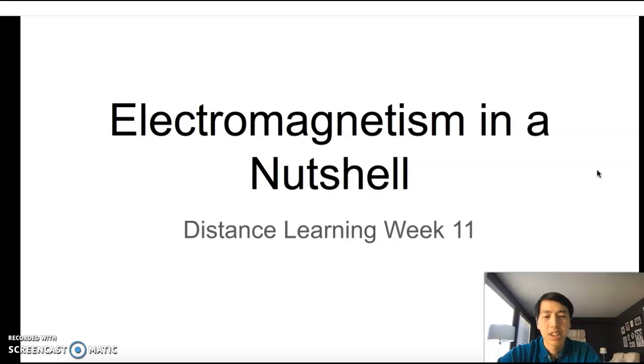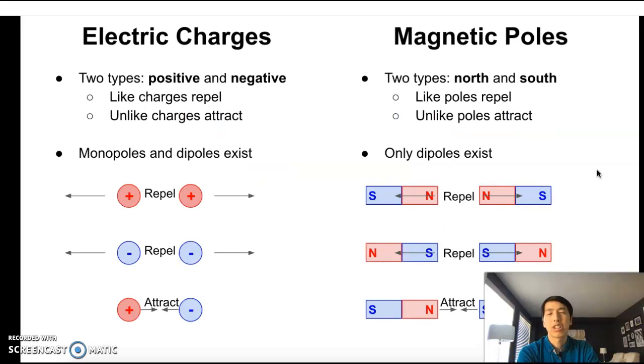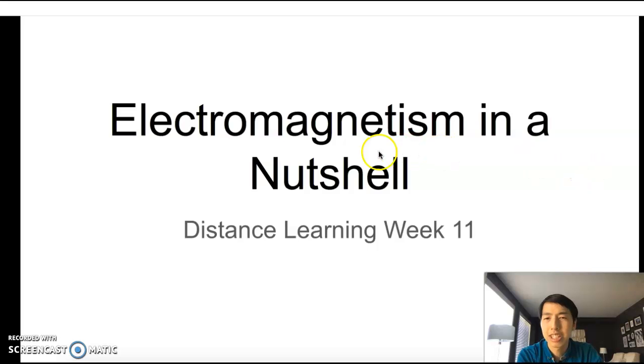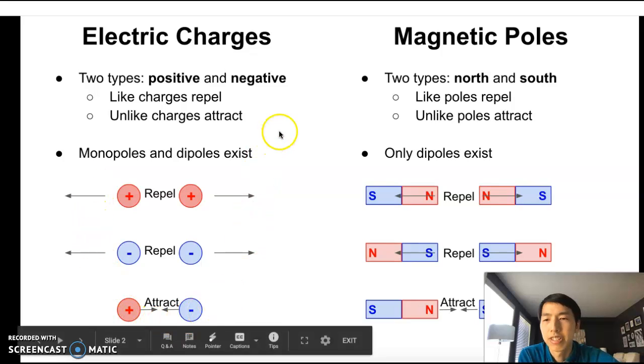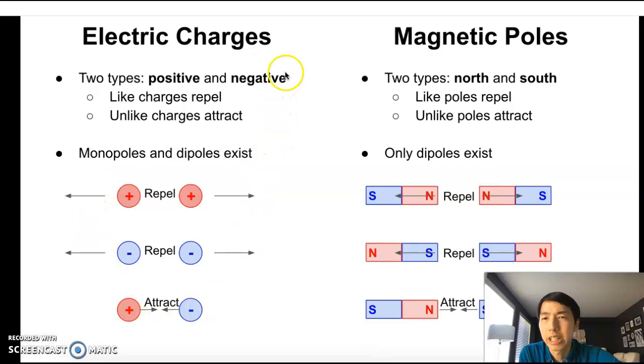Okay, so there's 5 concepts I want to talk to you about that relate to both electricity and magnetism, and how they're related to each other. That's why it's called electromagnetism, because you might not know that they're related to each other. You may know some things about electric charges on their own, which I've summarized on the left of this slide.